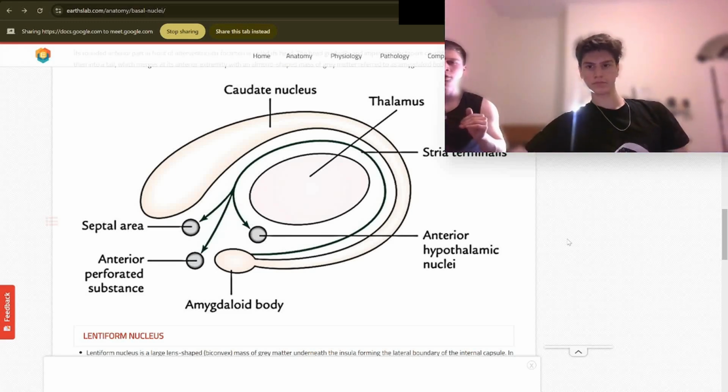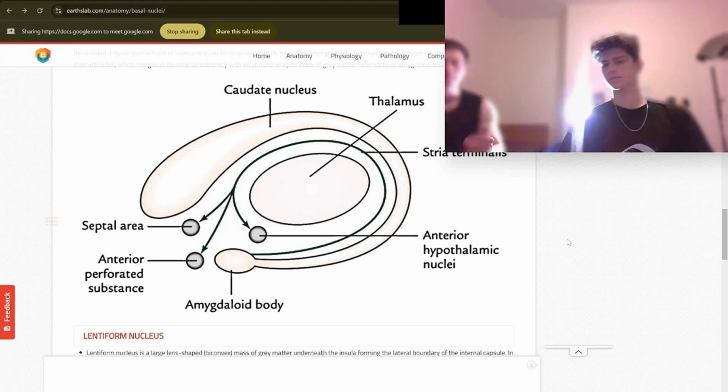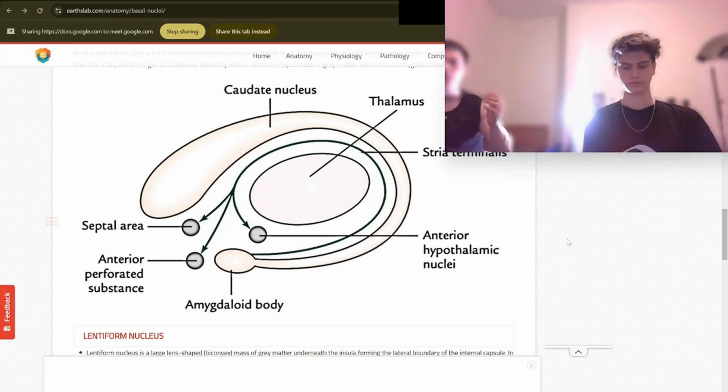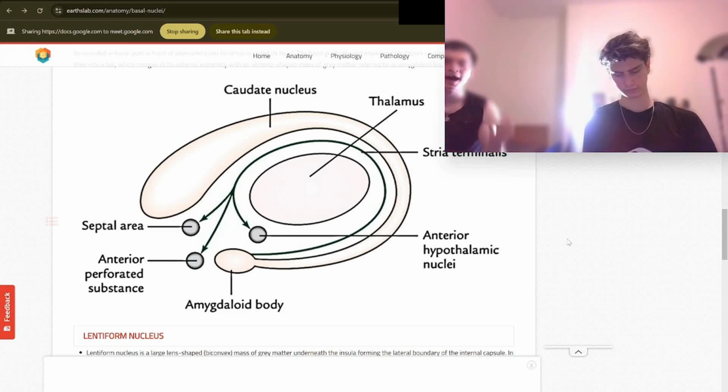We will explore first the direct pathway, the initiation of movement, and then the indirect pathway, the inhibition of movement. So these two pathways are parallel, and the interplay between them is what allows you to start and modulate movements, or to inhibit and slow down movements. So let's start off with the direct pathway.